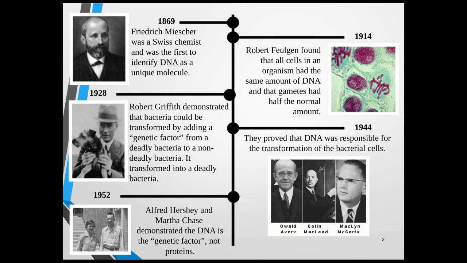In 1914, Robert Fulgen found that all cells in an organism had the same amount of DNA, and that gametes, which are the egg and the sperm cells, had half the normal amount. But he didn't know why.